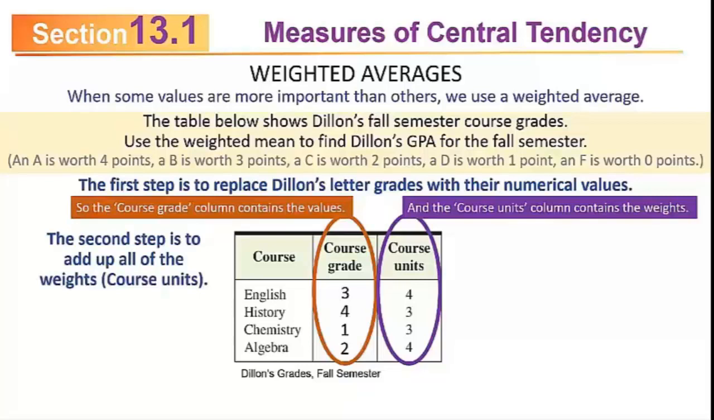The second step is to add up all of the weights, that being the course units. 4 plus 3 plus 3 plus 4 is 14. So Dylan is taking 14 credit hours this fall semester.